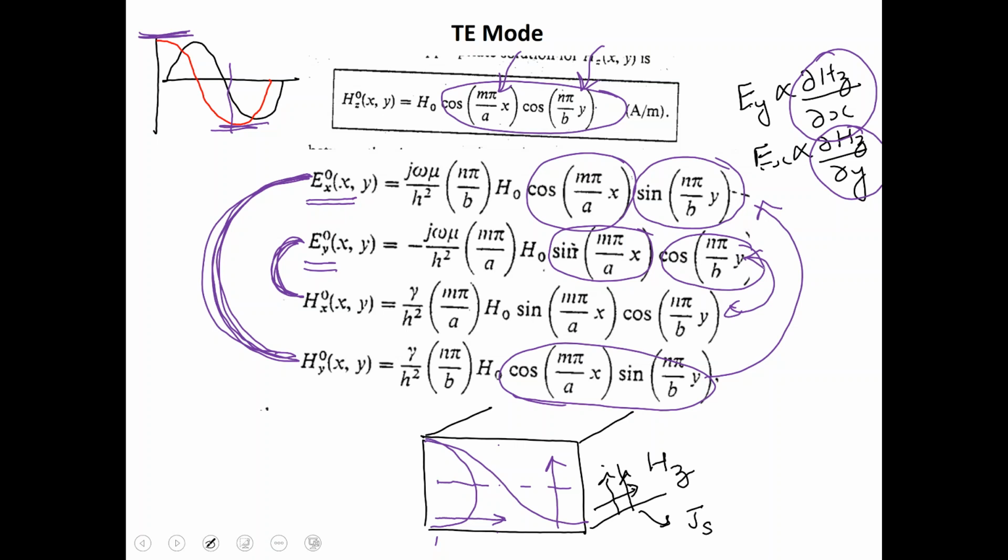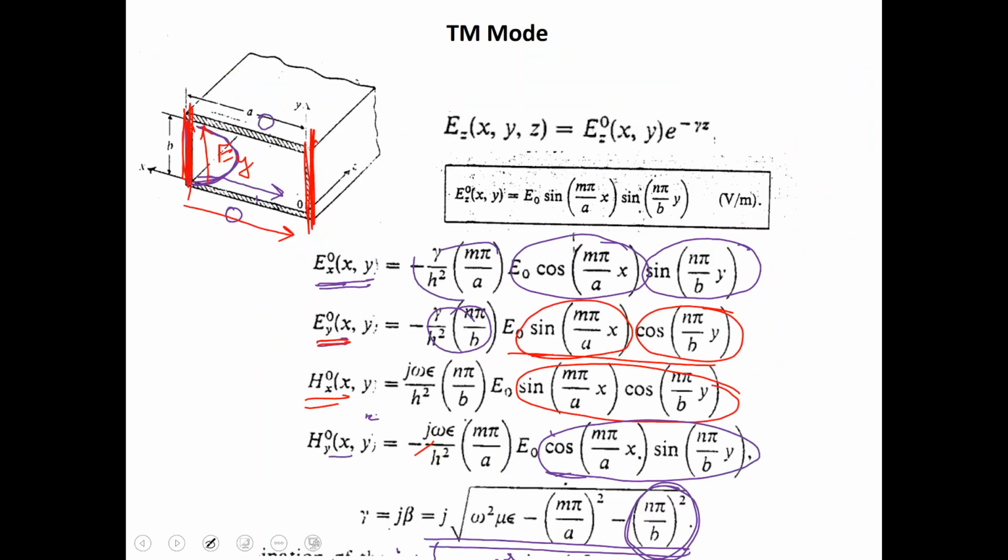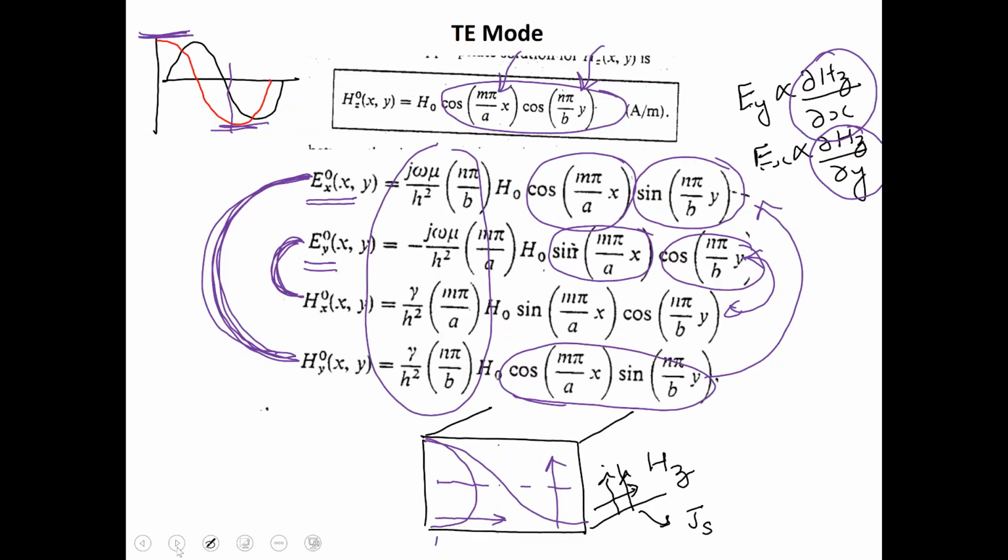If you notice now, except for these constants, the field variations for the TE and the TM are very similar. It's the constants which are different, but the field variations are very similar whether it is Ex, Ey, Hx, Hy for TE or TM. How that field varies in the direction is very, very similar.